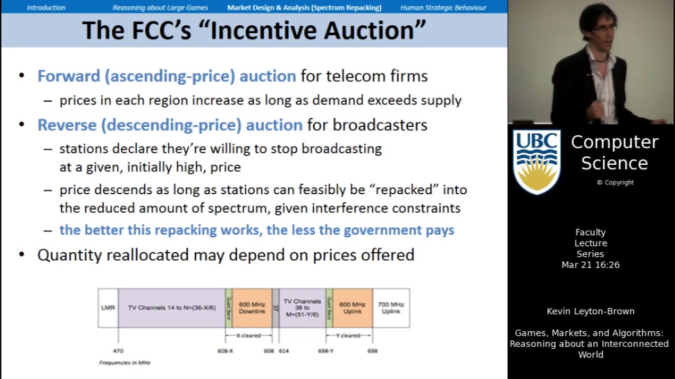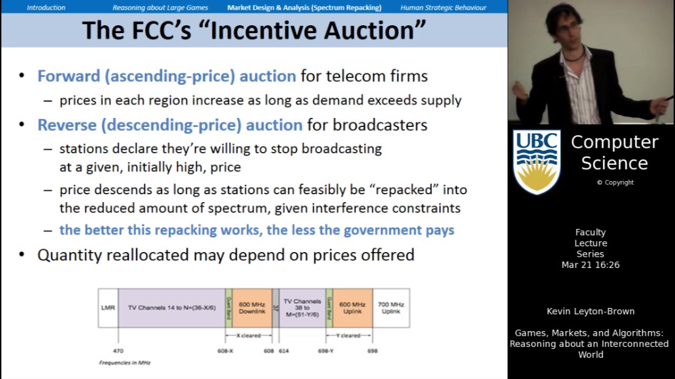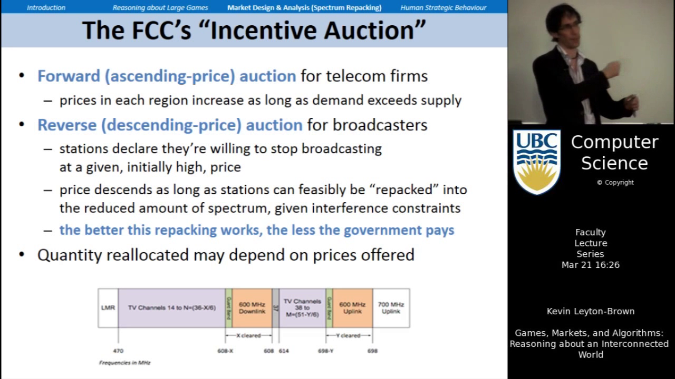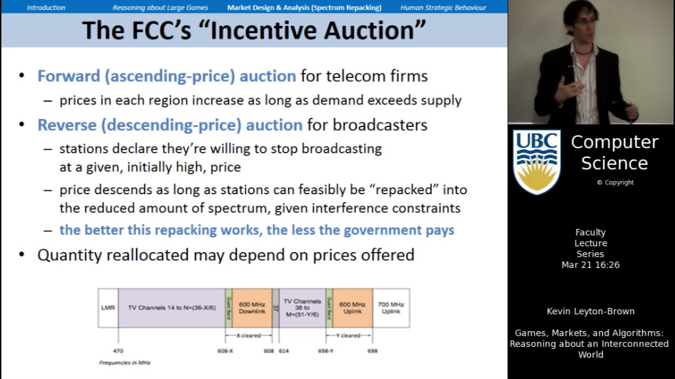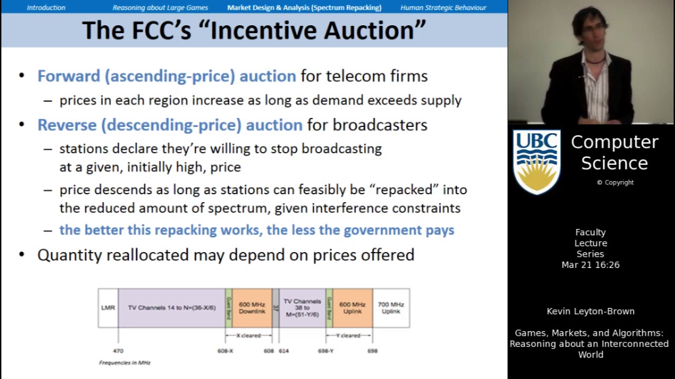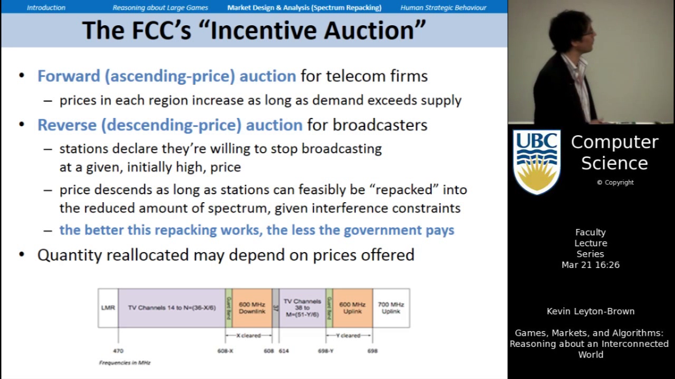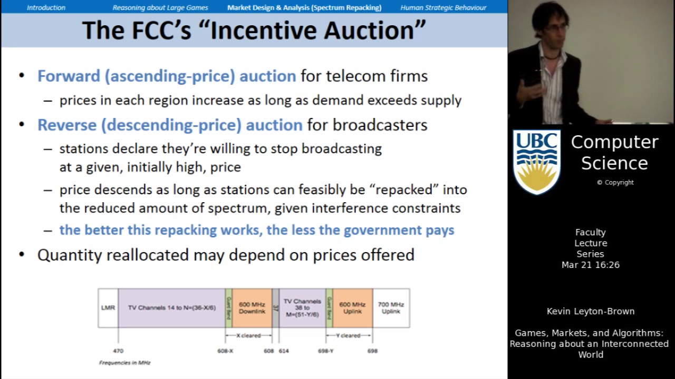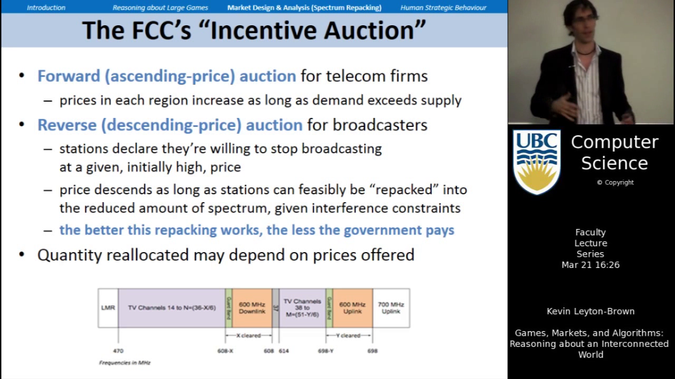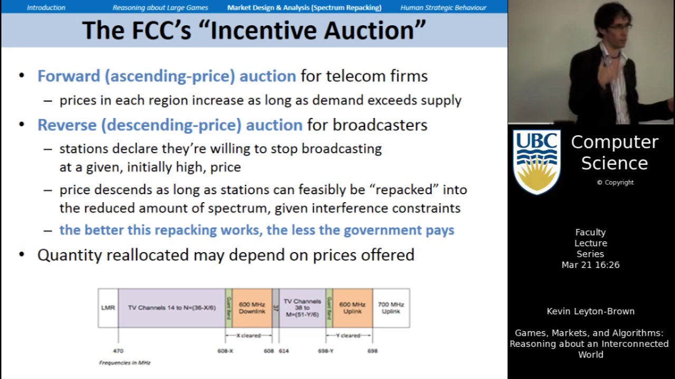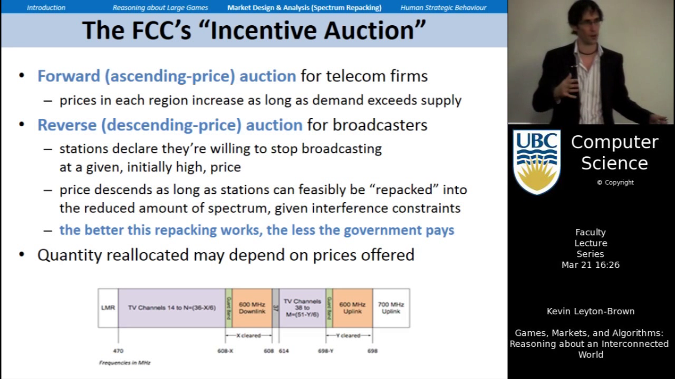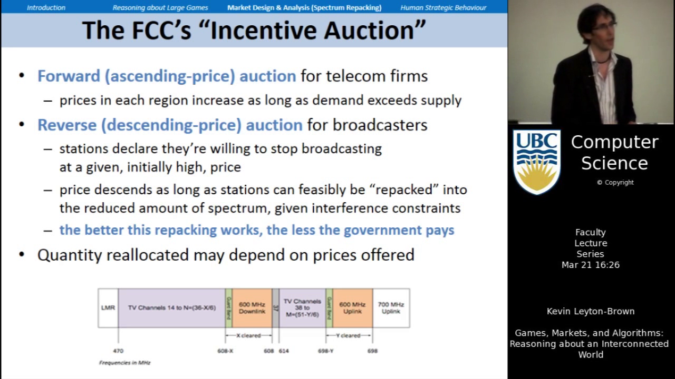The question of, can I take all of these different television stations and figure out a way of remapping them onto different channels that will still work, given the interference constraints between different channels? And these interference constraints are really complicated. They're actual physical constraints that have to do with the way that radio signals propagate, where the hills are, where the population density is.